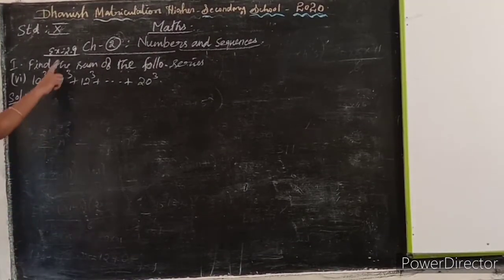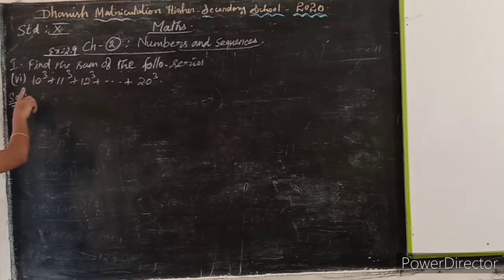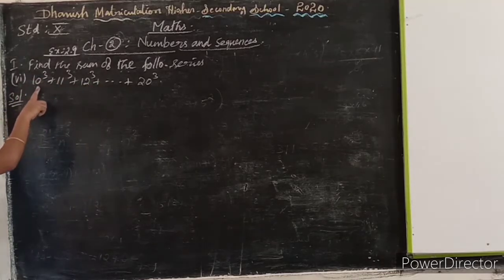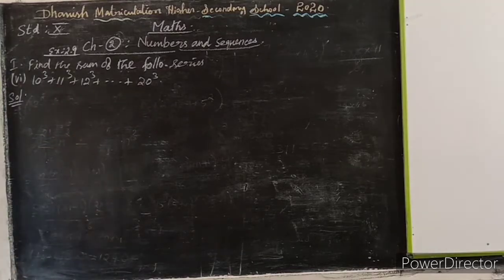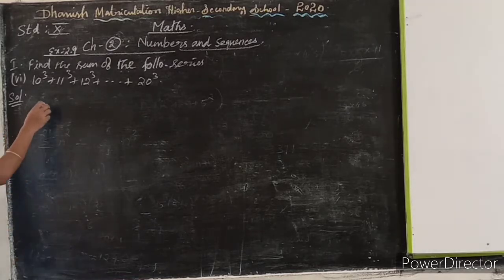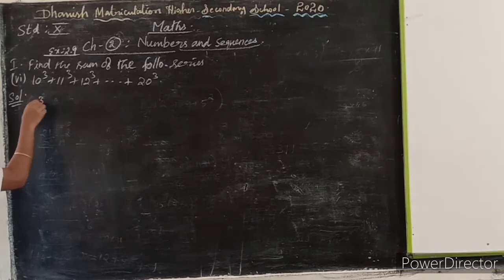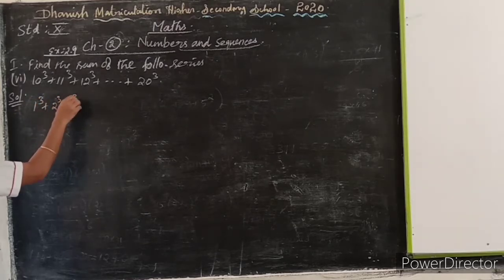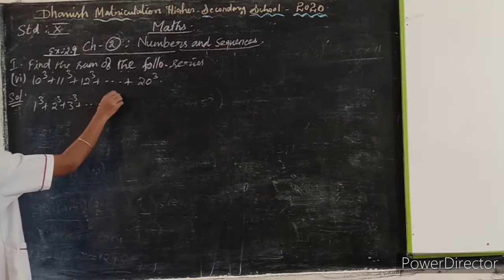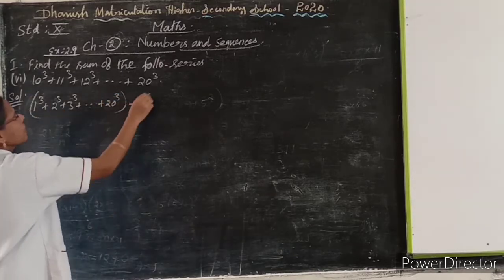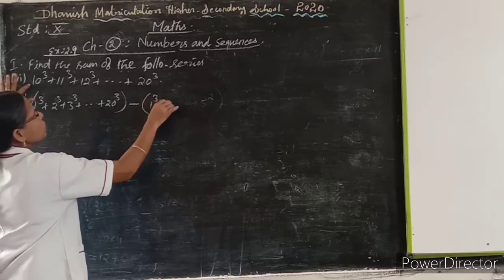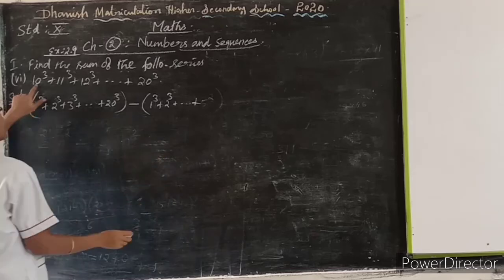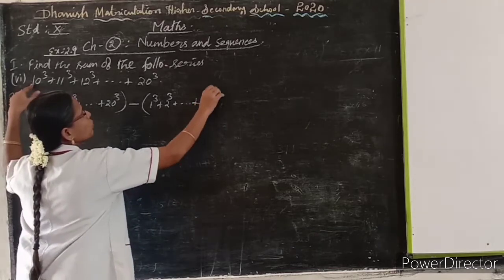Now from exercise 2.9, question number 1, find the sum of the following series. Sixth subdivision: 10 cube plus 11 cube plus 12 cube plus etc. up to 20 cube. The given series is not from the first n natural numbers, so we should rearrange the series like 1 cube plus 2 cube plus 3 cube plus etc. up to 20 cube minus the series 1 cube plus 2 cube plus etc. up to the number before 10, which is 9 cube.